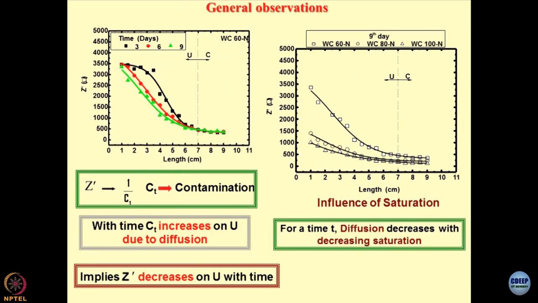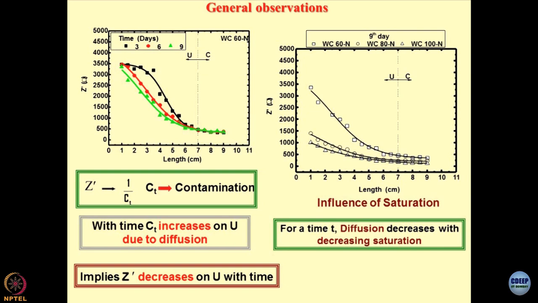Now, what you are observing over here is, if you plot impedance with respect to the length of the sample, you remember that setup where I have shown you uncontaminated soil up to two thirds and contaminated soil up to one third of the sample, two compartments. So, this is the contaminated soil and this is the uncontaminated soil. When you leave this over a period of time, what you will observe is the contaminants migrate into the uncontaminated soil region, and because of migration of the contaminants, what happens to the impedance?